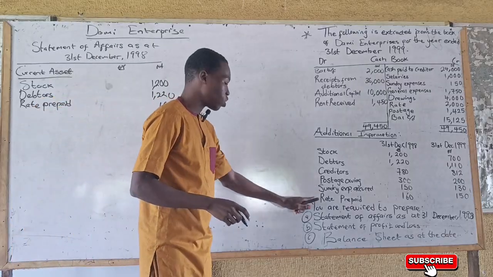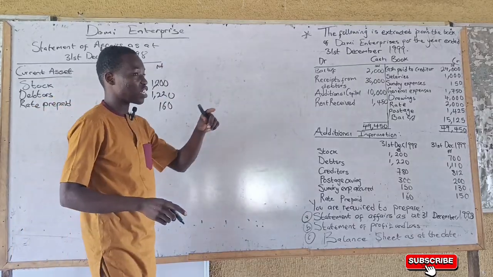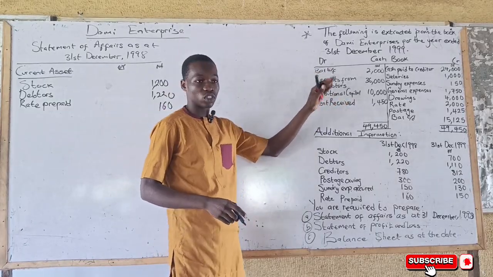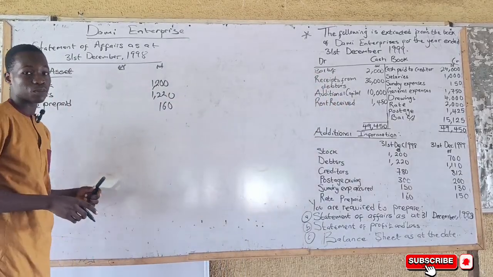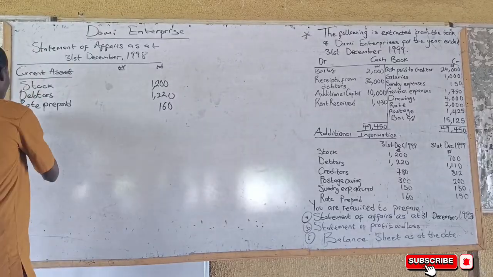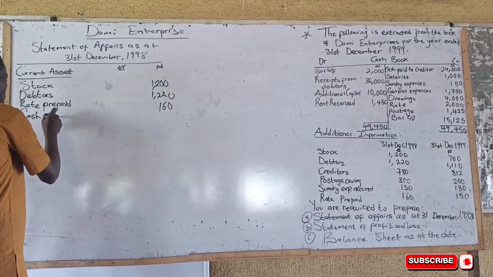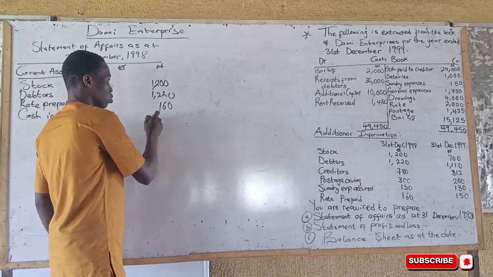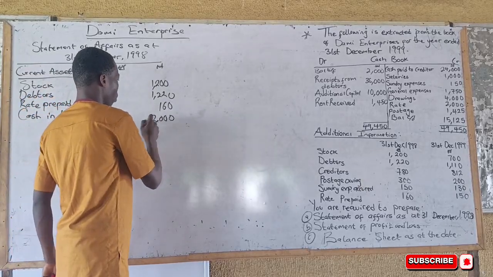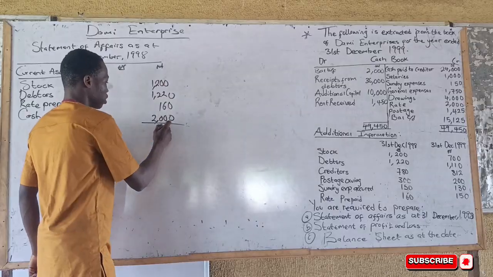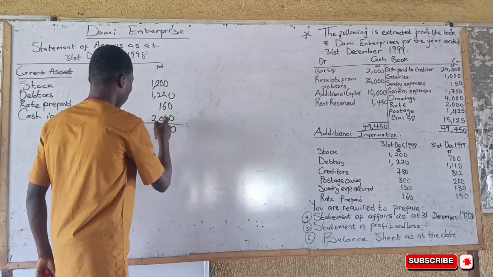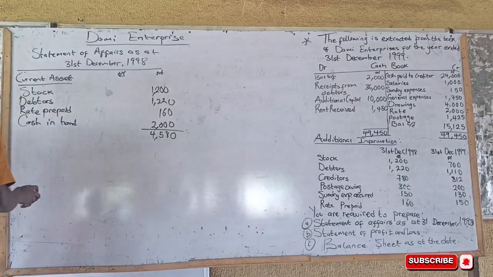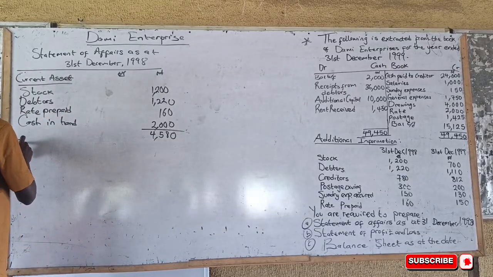And the rest here is current liabilities. Don't forget, from our cash book, we have balance brought forward and balance carried down. The balance brought forward, we also move to the opening statement of affairs. So we have cash in hand. It's telling us the cash at the beginning, which is 2,000. So let's add this up. This gives us 4,580 as our current assets. So current liabilities.